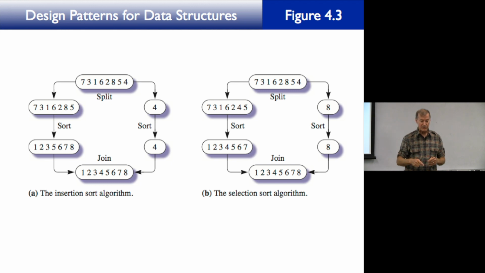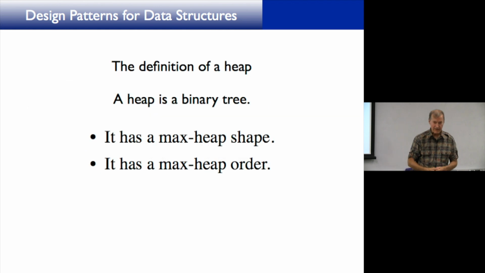And then if we recursively sort 7316245, we get 1, 2, 3, 4, 5, 6, 7, and then the join is trivial because it's already the largest last. Now these I think you have seen, but here's another one. We're going to do a fifth one in this class. This fifth one is called a heap sort. You may not have seen this one, but it's quite common and it has some nice features.